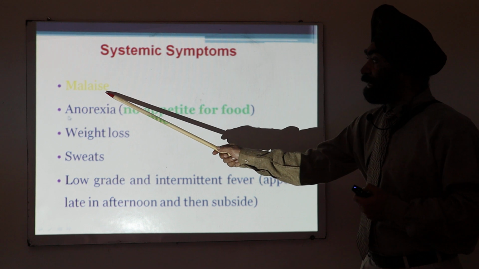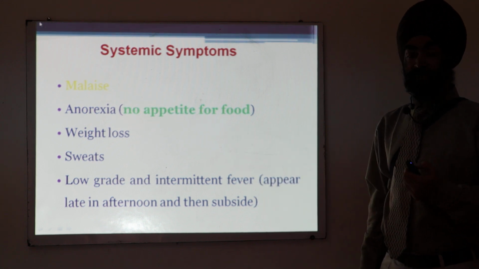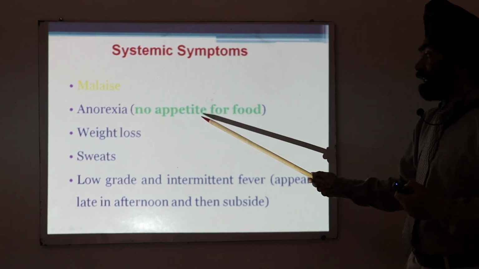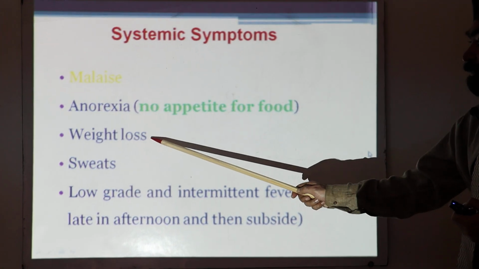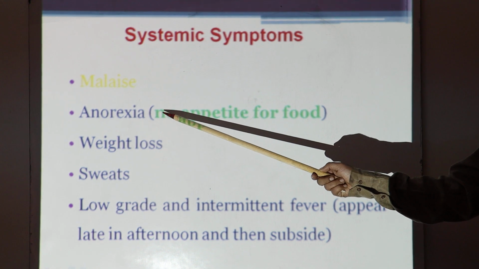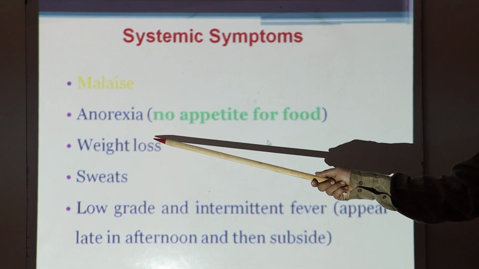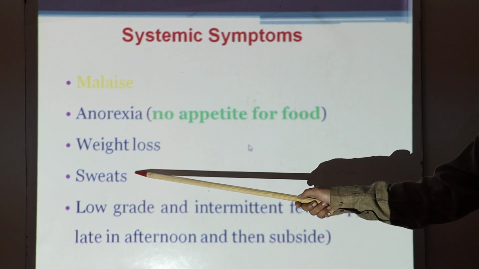You can have malaise. Malaise means the person is not feeling good. Anorexia, no appetite for food. There can be weight loss because the person is not taking food at regular times. Weight loss, sweating.